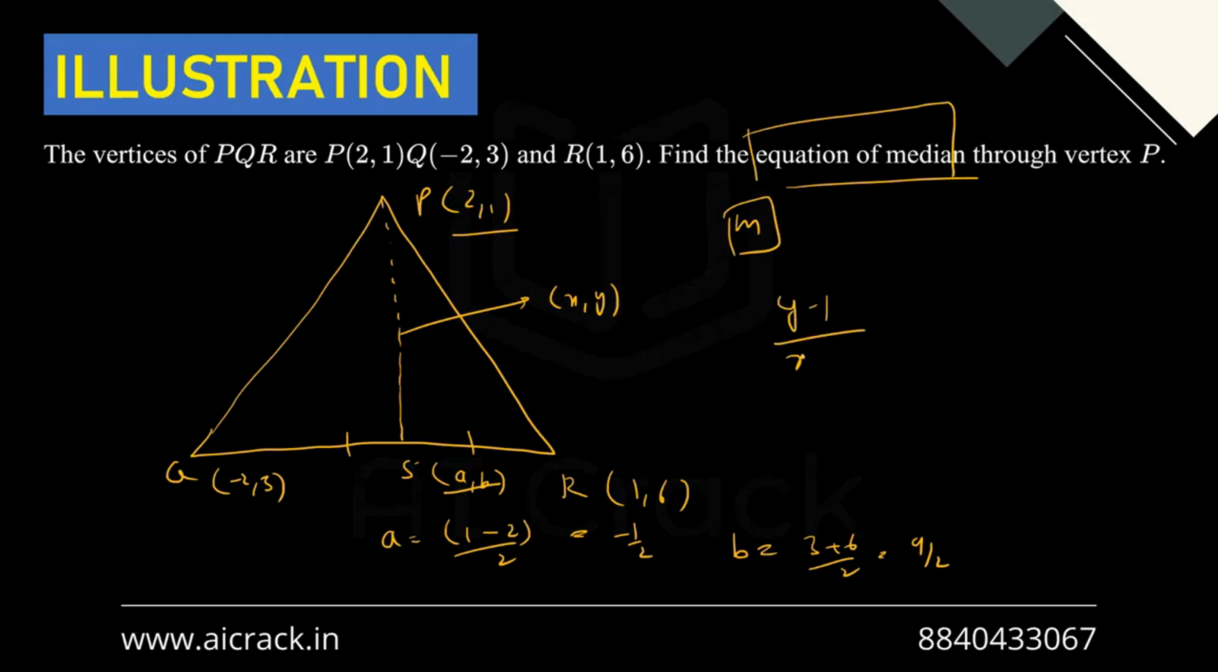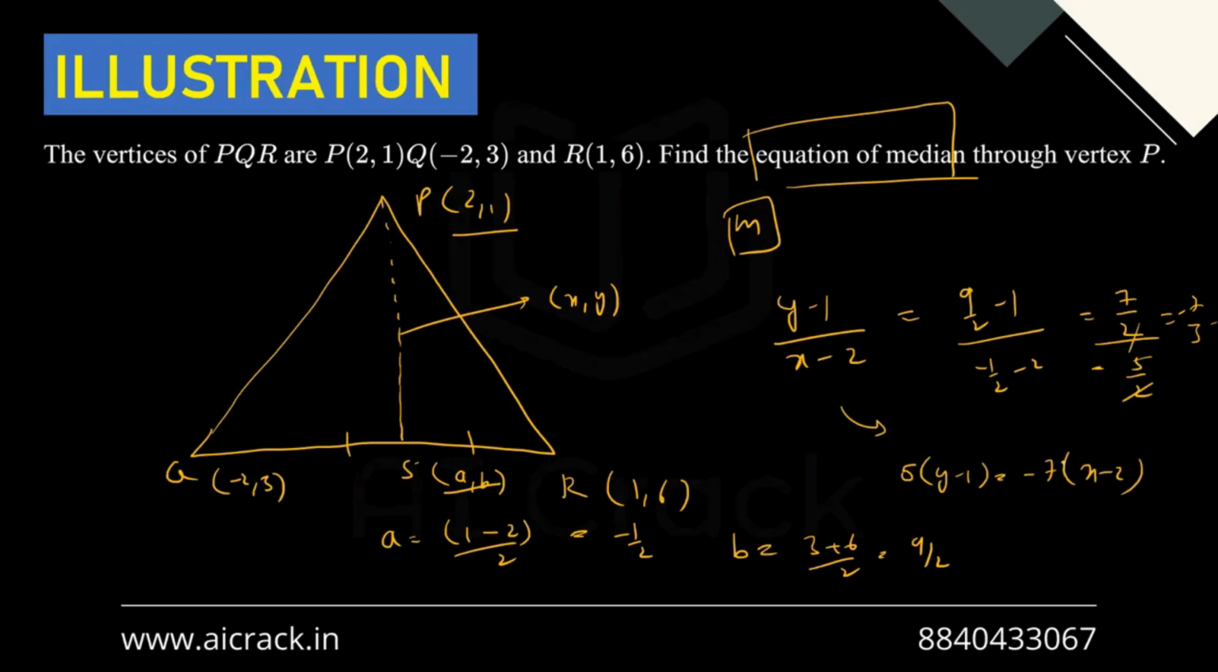So that would give me (y minus 1) divided by (x minus 2) equals m. M over here would be (9 by 2 minus 1) divided by (minus 1 by 2 minus 2). So that would give me 7 by 2 divided by minus 5 by 2. The 2s get cancelled out, this is minus 7 by 5. So this would become 5 times (y minus 1) equals minus 7 times (x minus 2). Please recheck the calculation when you are watching this video, I have done it quickly. Okay, so this becomes the final equation.